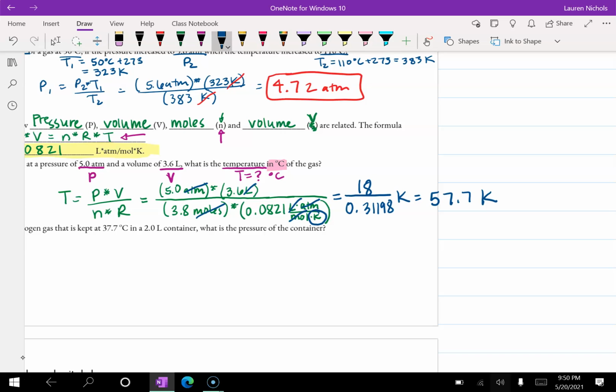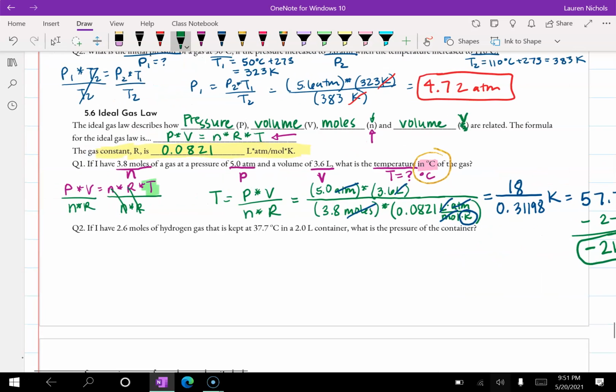Now it's super tempting to just make Kelvin degrees Celsius, but in order to actually change it to Celsius, because our question says in Celsius, we would need to subtract 273 to get Celsius. So 57.7 minus 273 is a negative 215.3 degrees Celsius. So this temperature is very, very cold, and that would be our final answer. If you were to stop here, you would still get a majority of your points, but you would definitely get points taken off for not changing to the correct unit.